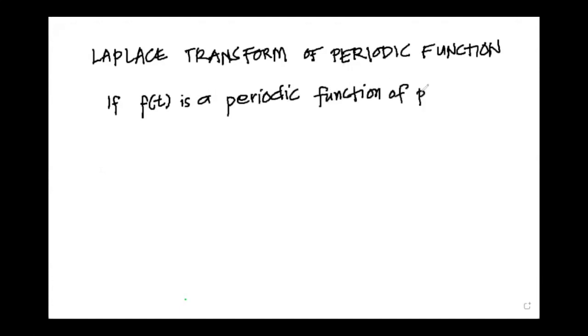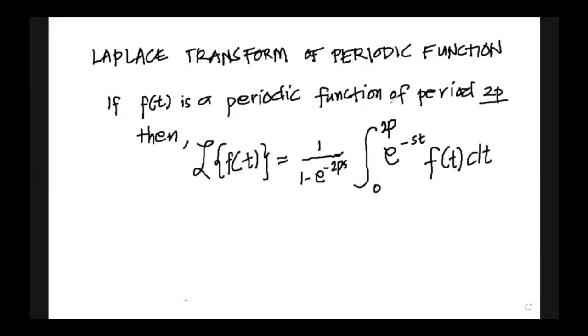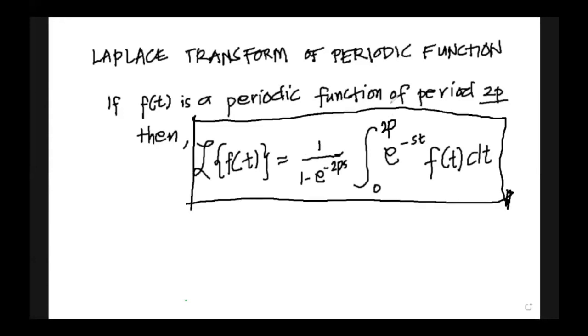So if f of t is a periodic function of period 2p, in other books they use p instead of 2p, the Laplace transform of f of t is equal to, we have a factor present here, that is 1 over 1 minus e raised to negative 2p times s. Again, 2p is one period. Times the integral of e raised to negative st times f of t dt with limits from 0 to 2p, or one period. Now you are going to use this formula to find the Laplace transform of a periodic function.